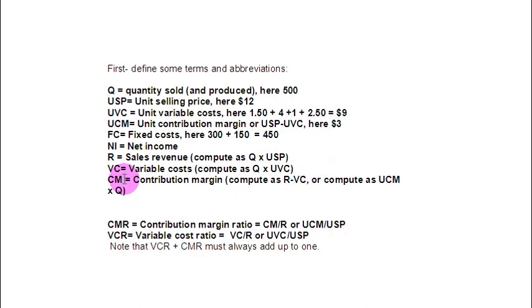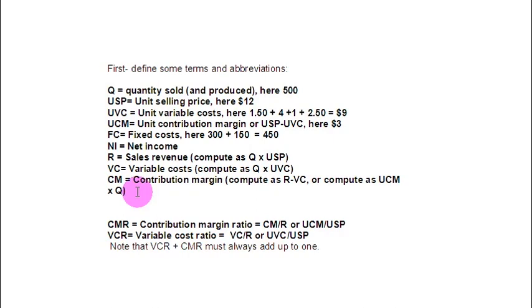And CM is contribution margin. Contribution margin, here we're talking about total on an income statement. So contribution margin could be defined as revenues minus variable costs, R minus VC, or it would also be the per unit contribution margin times quantity sold, UCM times Q.